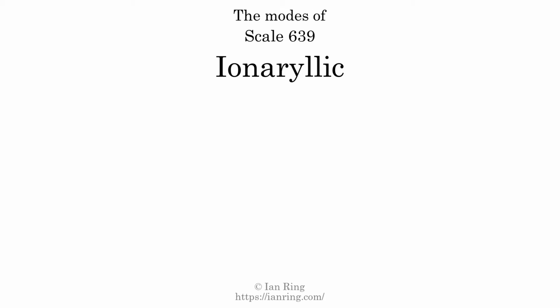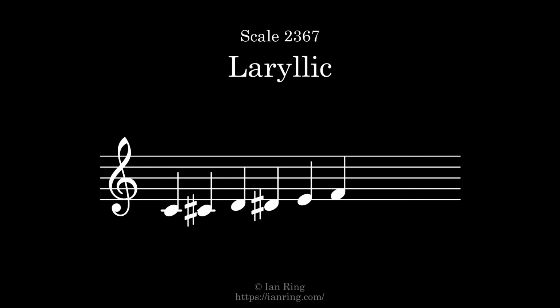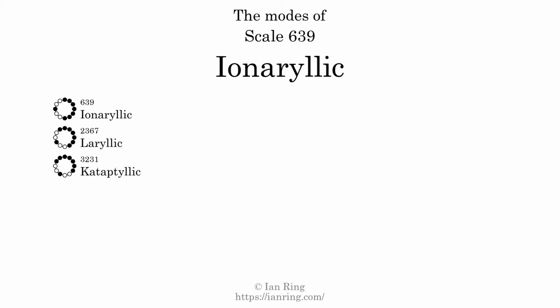This scale has 8 modes. The first mode is itself. The second mode is scale 2367, also known as Ionaryllic. It sounds like this. The third mode is scale 3231, also known as octatonic. It sounds like this.